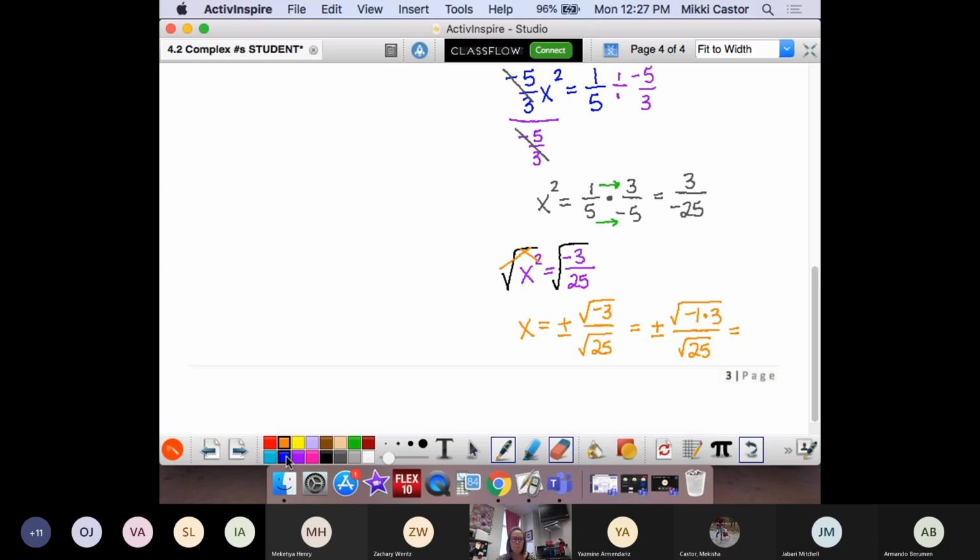On the top, -1 becomes i. And then the square root of 3 is prime, so it's not going to simplify down. So it just is left as a square root of 3. And then on the bottom, the square root of 25 is 5. Sorry, I still need to put my plus minus in front. And that's your final answer for that one.